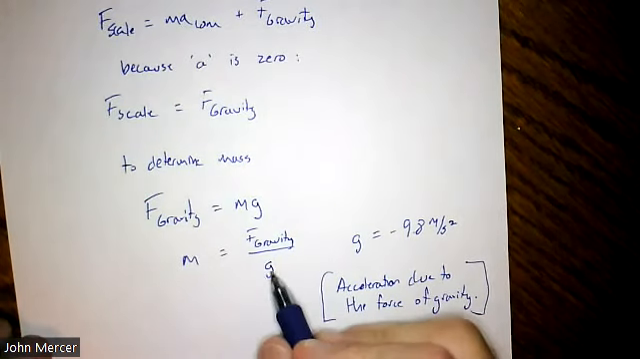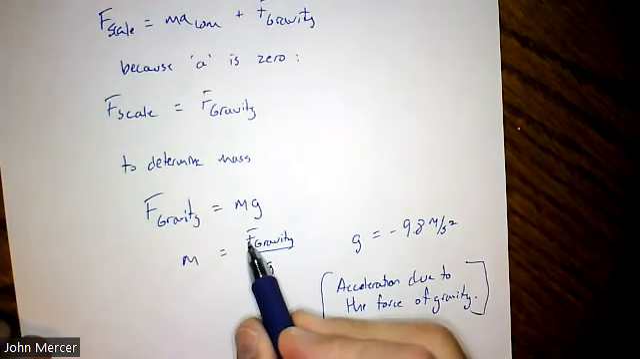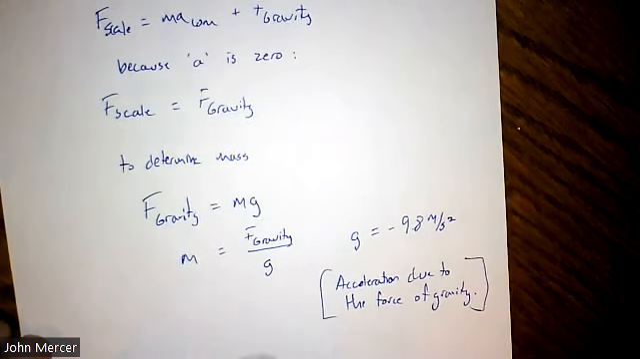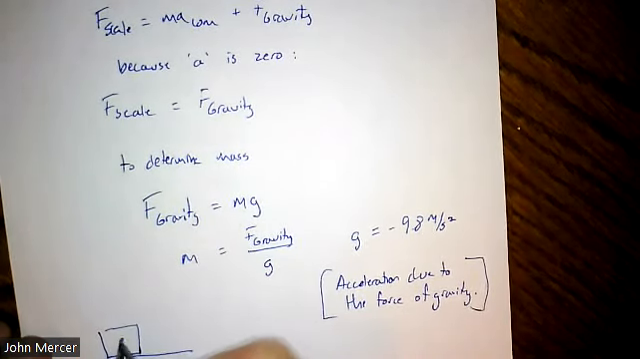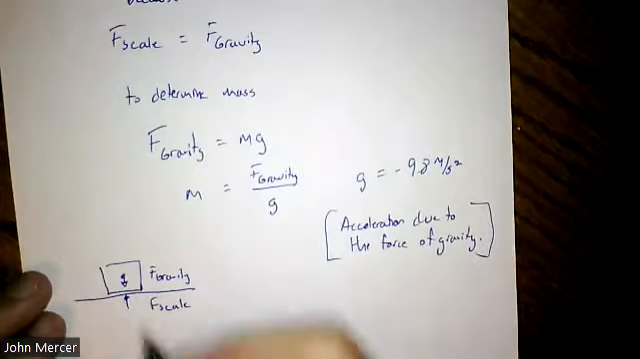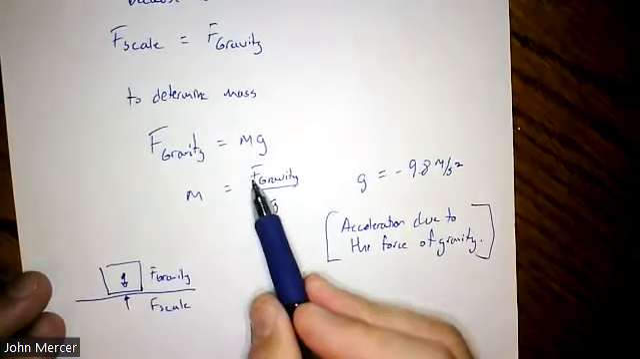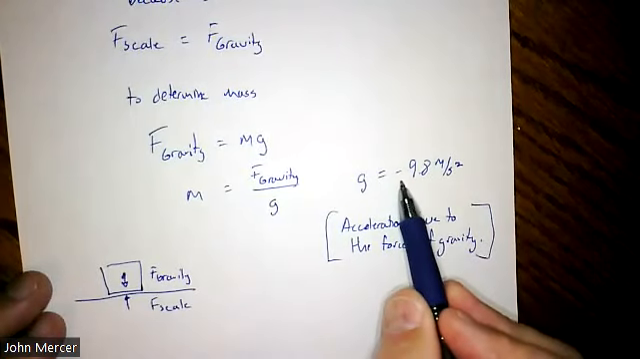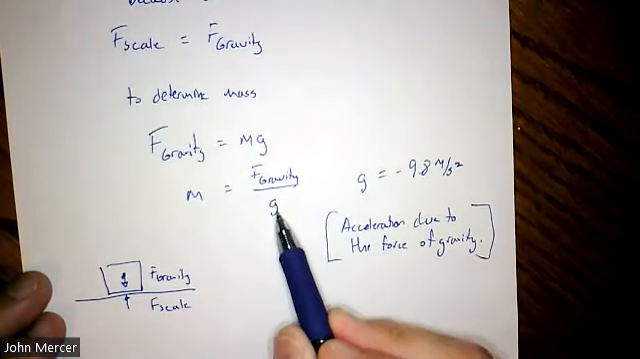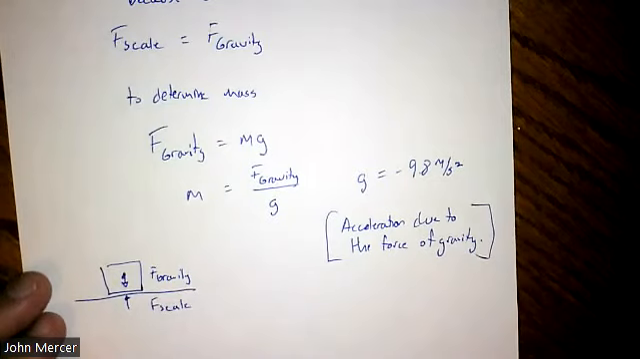And then when we take gravity as a negative force, which it will have, if we just put that object here, gravity is going to be pulling down on the object, and the scale is going to be pushing up on the object. So gravity is going to be a negative force. Acceleration due to the force of gravity is going to be a negative acceleration. Therefore, mass will be positive.